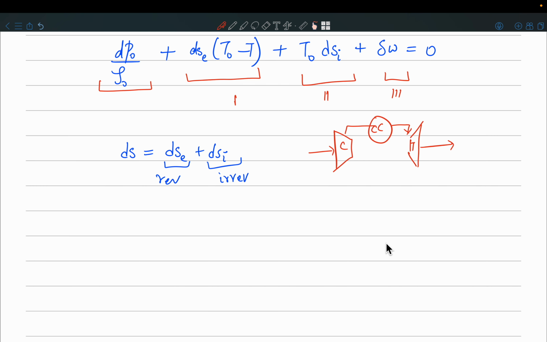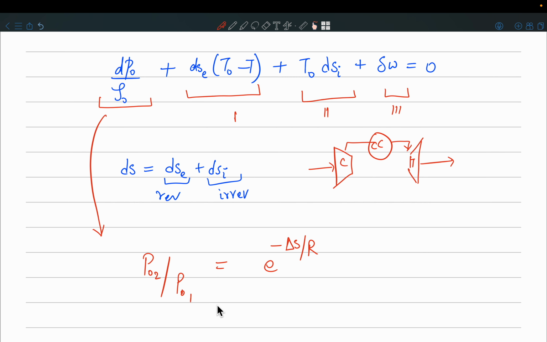Okay, so what you can also derive from this equation, after some massaging of the equation, you can get this equation: P02 by P01 is equal to e to the power of minus delta S by R. R is your gas constant. Delta S is the change in entropy, and that is going to reflect in the change in pressure loss. So this answers your question pretty much.